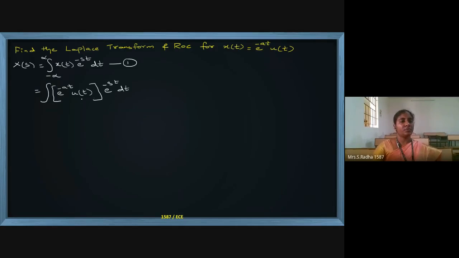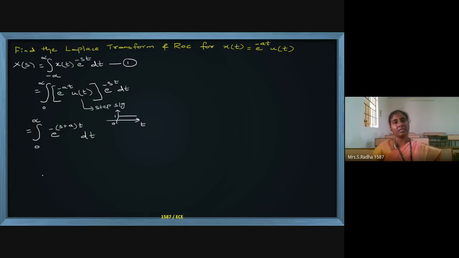Here u of t is the step signal. If you draw the diagram, its height is 1 and it exists only on the positive side. So the limits I have to take are 0 to infinity, and since the height is 1, in place of u of t I can put 1. Combining the exponentials, I can write it like this, with limits 0 to infinity.